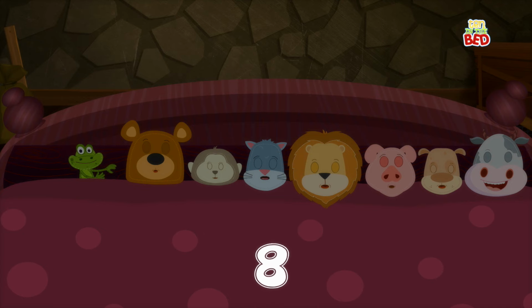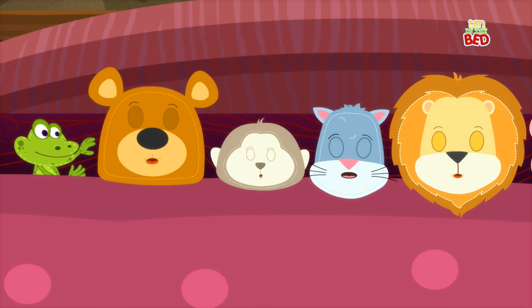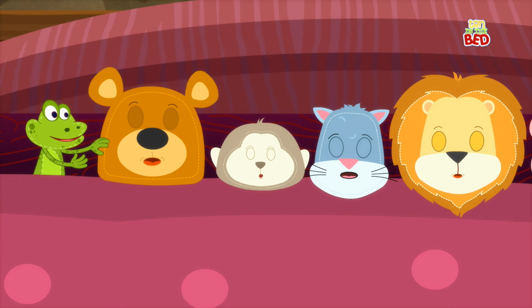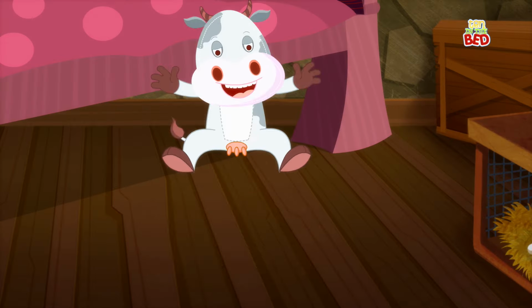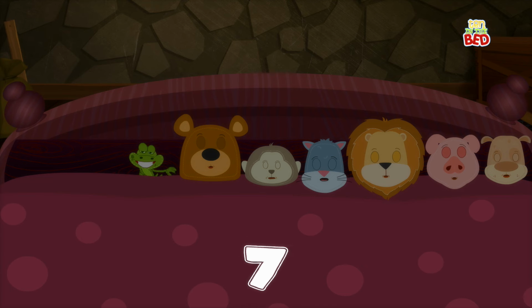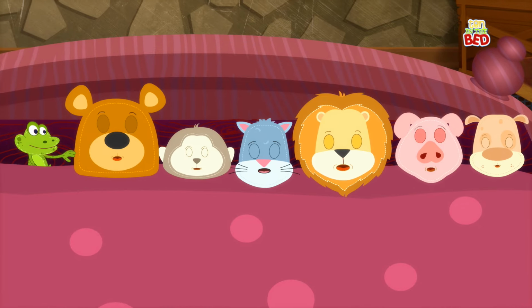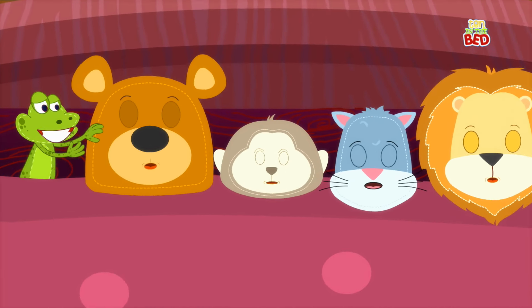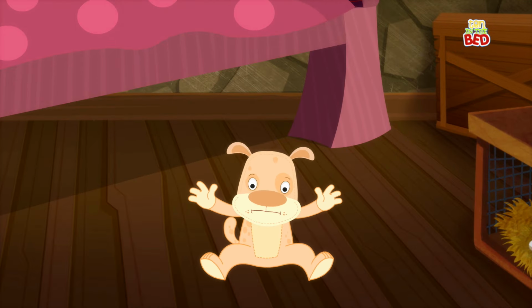Eight, eight. There were eight in the bed, and the little one said, roll over, roll over. So they all rolled over, and one fell out. Seven, seven. There were seven in the bed, and the little one said, roll over, roll over. So they all rolled over, and one fell out.